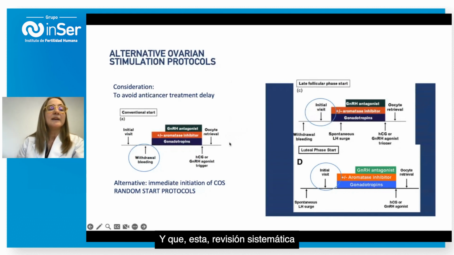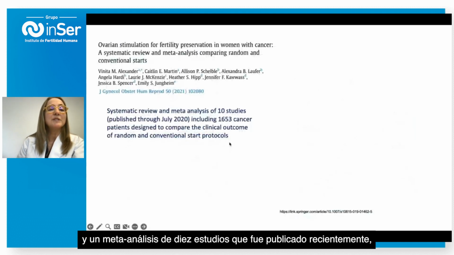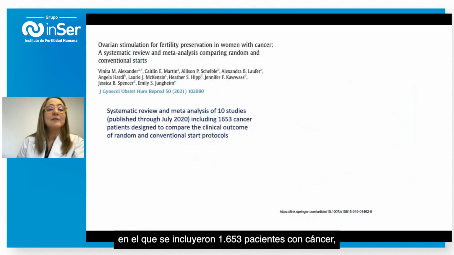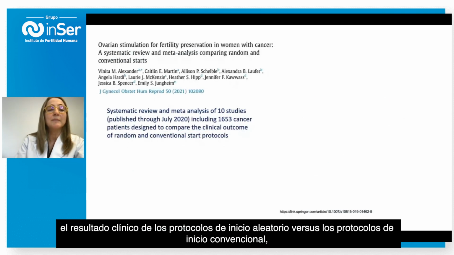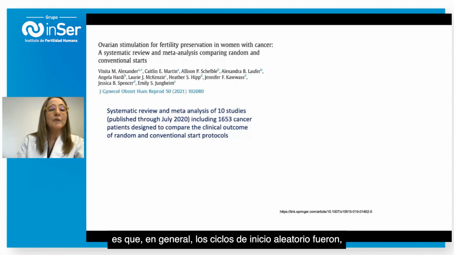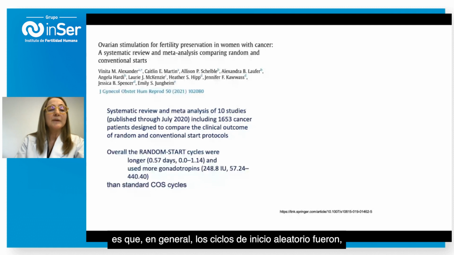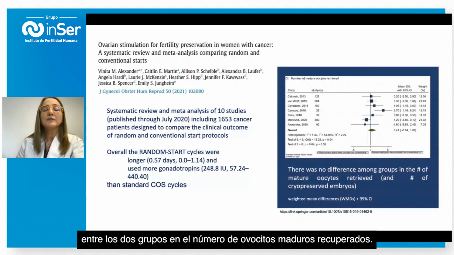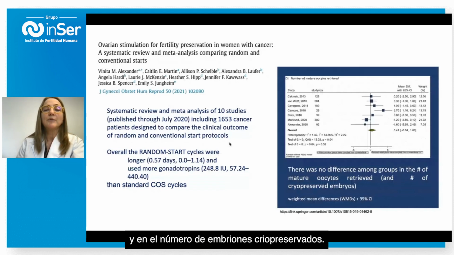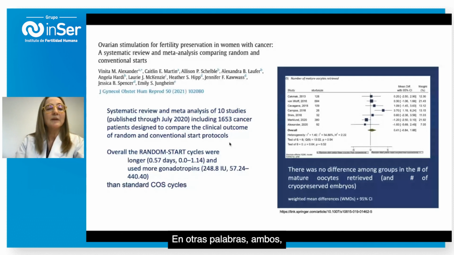And what this systematic review and meta-analysis of 10 studies shows, that was recently published and that included 1,653 cancer patients with the purpose of comparing the clinical outcome of random versus conventional start protocols, is that overall the random start cycles were longer, with a mean difference of 0.7 days, and used more gonadotropins, with a mean difference of 248 units, than standard controlled ovarian stimulation cycles. However, there was no difference among the two groups in the number of mature oocytes retrieved and in the number of cryopreserved embryos. In other words, they're both clinically comparable, except for the random start being less than 1 day longer.